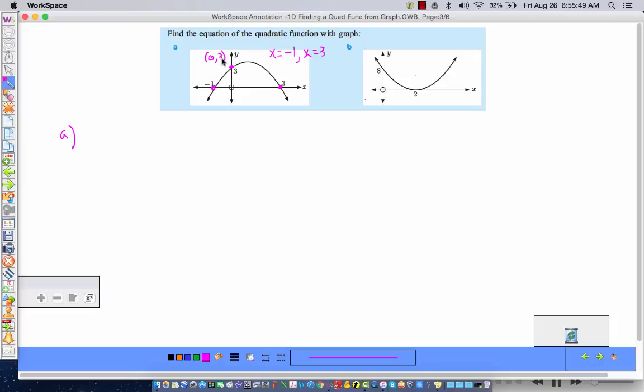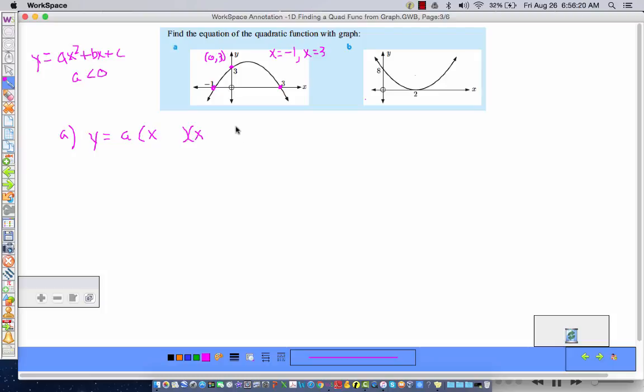We are eventually going to be in the form y equals ax squared plus bx plus c. And we should recognize just by looking at the graph that a is going to be less than 0. A is going to be negative because the parabola is opening down. So since we know the intercepts, we know our roots, we're going to take a look at this in this manner.